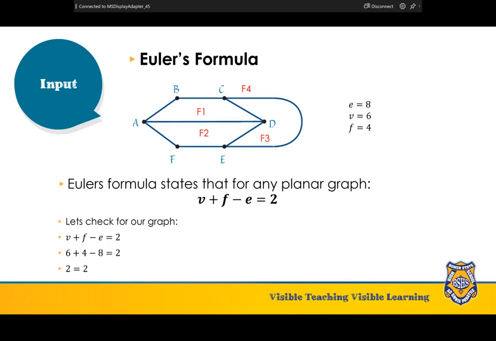Wait, can you have cross lines? No, planar. This only works for planar graphs. That's really important. So you cannot have crossed lines. I didn't put this in the PowerPoint, but I'm just going to explain something real quick. That formula, has anyone ever seen that before? You might have seen it in year 9.